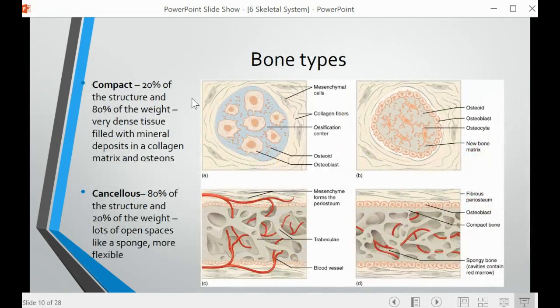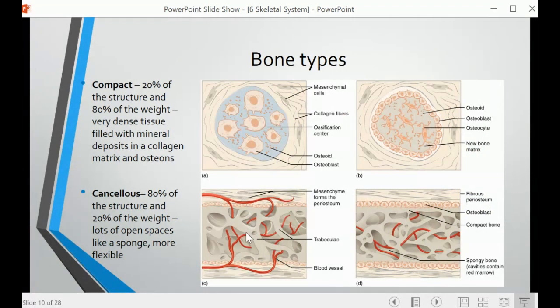Okay? So these different types of bone, right? So we have compact and we have cancellous. Compact bone is very tightly packed together and it is 20% of the structure of our bone, but 80% of the weight. It is very dense tissue and it's filled with those mineral deposits in the collagen matrix, that hydroxyapatite, and it creates what are called osteons.